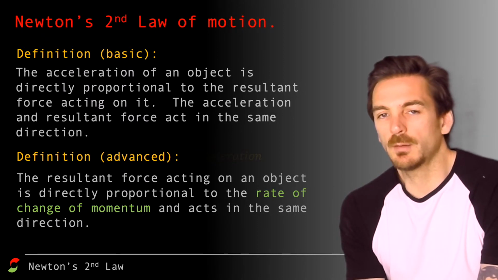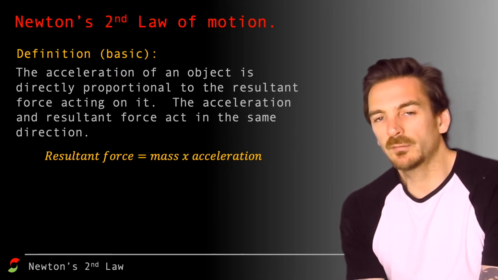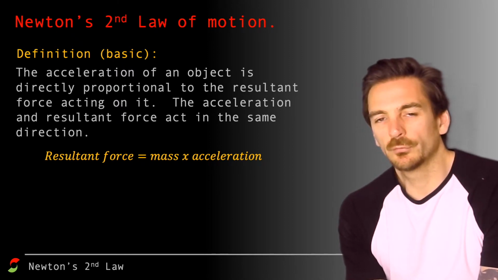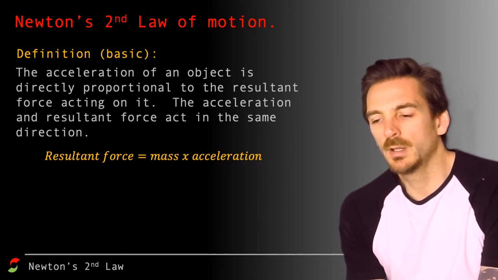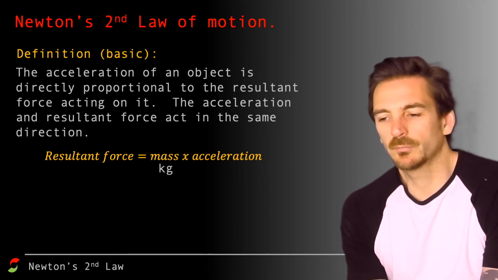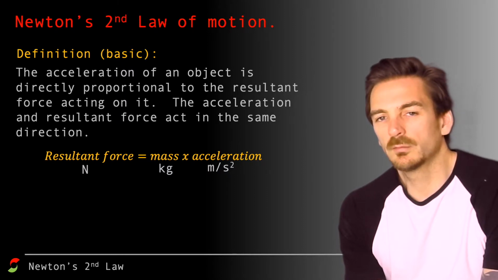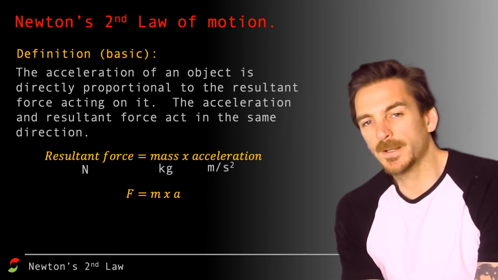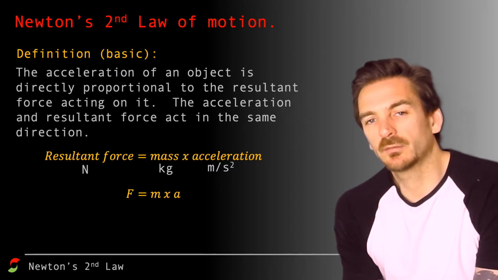So we're going to look at the mathematical result of those two definitions to see where they lead to. The mathematical statement from the basic definition is that the resultant force is directly proportional to acceleration. Or we can just simplify that to resultant force is mass times acceleration. And mass must be in kilograms and acceleration in meters per second squared, and the resultant force is measured in newtons. We can remove all those and put some symbols in there because it's a little bit easier, to F equals ma. So this is the equation for Newton's second law.